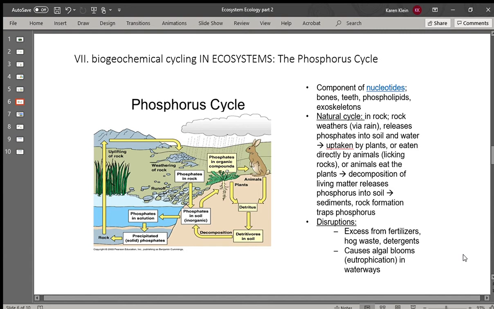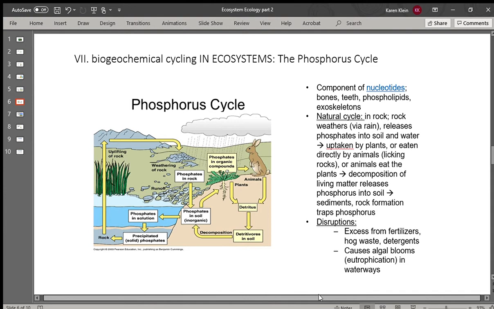This then winds up, can go back into the phosphorus cycle by death, decaying plants and animals, can return to the water, can also precipitate back into rocks again. Too much phosphorus in the phosphorus cycle.